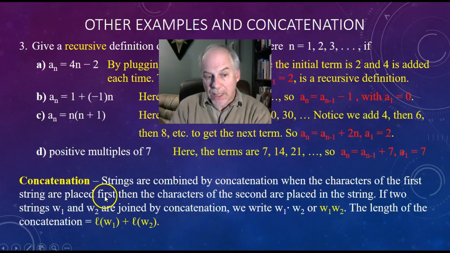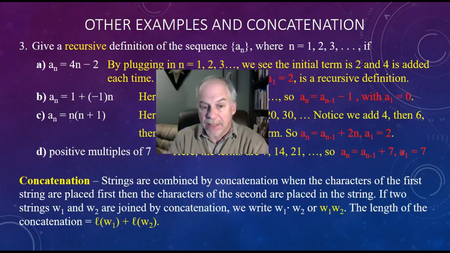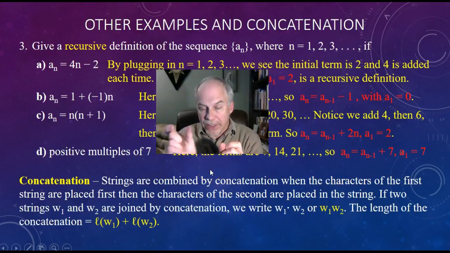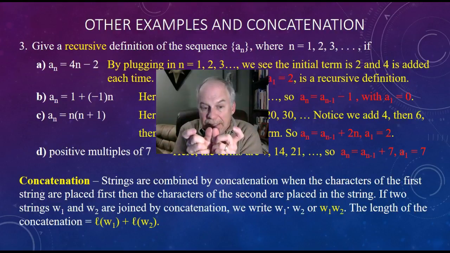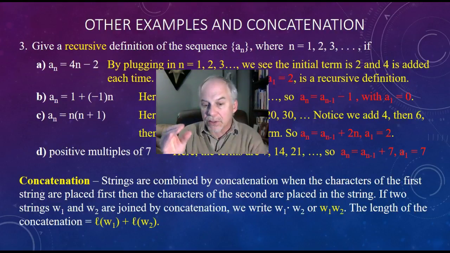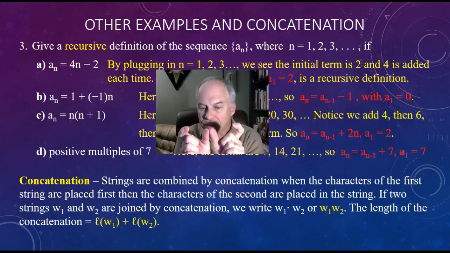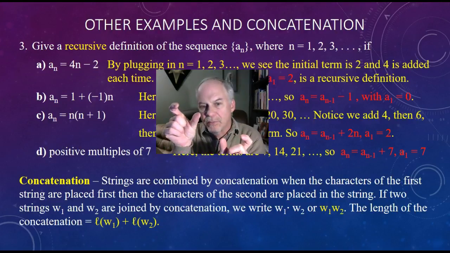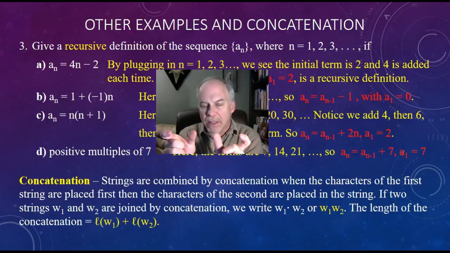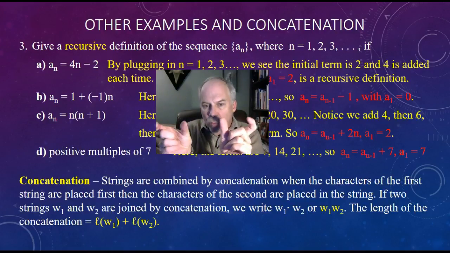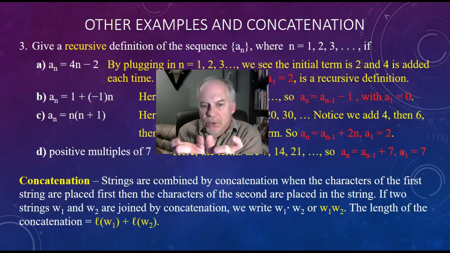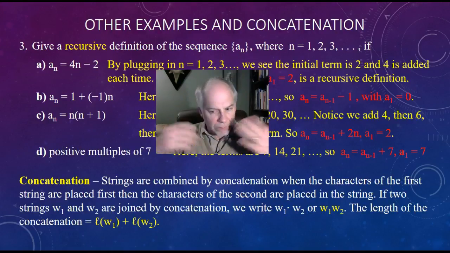Now, concatenation is basically a simple concept. It's just taking 2 strings and combining them into one string. So strings are combined by concatenation when the characters of the first string are placed first, then the characters of the second string are placed in the string. It's like if you had one string for the first name and one string for the last name of a person, and you wanted to combine it into one string for their full name. That's what you would do.